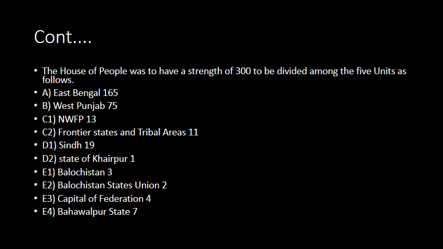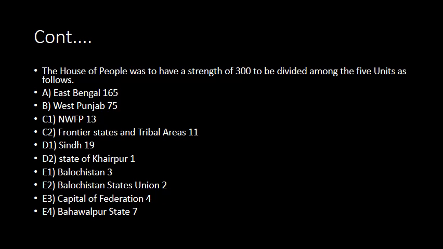The next house in the parliament was the House of People, which was the representative of the people, and seats were distributed according to the population. The total strength of the House of People was 300. It was divided among the units as follows: East Bengal 165, which had 54% of the population. So East Bengal was given more representation in the House of People, 165 out of 300.